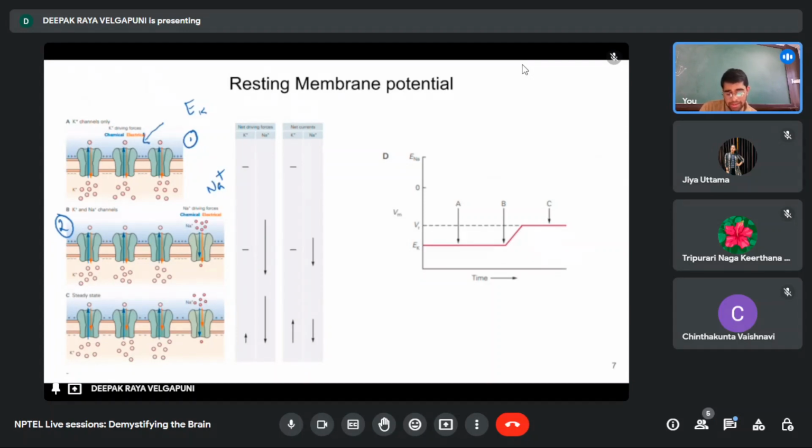And this happens until a point where both the currents are balanced, like input Na plus current is equal to output Na plus current, and there is constant outflow and inflow of Na plus. If I denote the current as I, then I Na plus is equal to I K plus. At this stage, this is in the C stage. So this hole is in C and this hole is in B.